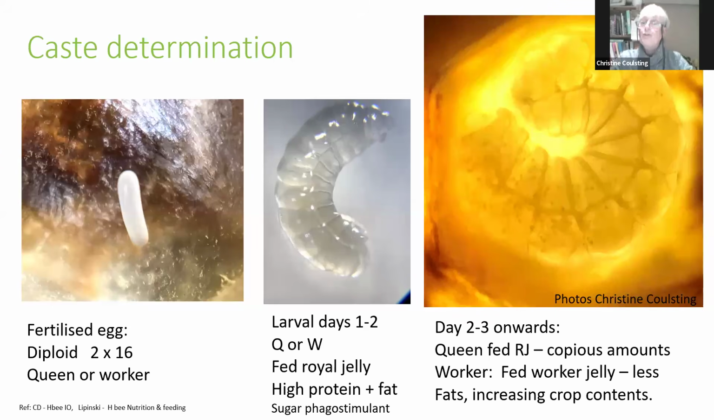From day 2 to 3 onwards, the queen is fed royal jelly in copious amounts, whereas the workers tend to be fed on demand. And this is a mix of fats and increasing crop contents. By the way, the right-hand photo is actually a drone, but it was easier to show. If you look on the dorsal section, you can just make out the testes, which are fully formed, and you can see the respiratory system through the larval skin.